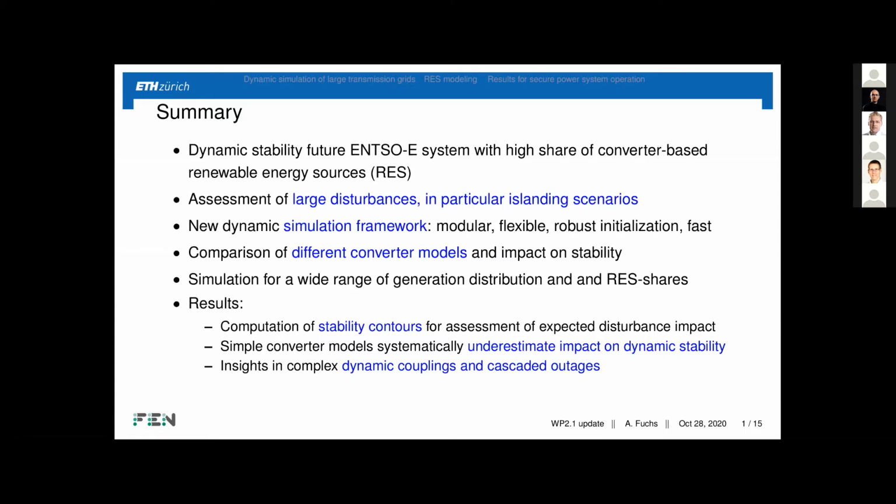And as for the results for a wide range of scenarios that we tested, I will show some look into stability constraints as a service to the grid operator. I will tell you about the results of these different converter models, and I will give you some further insights we could extract from this complex model.